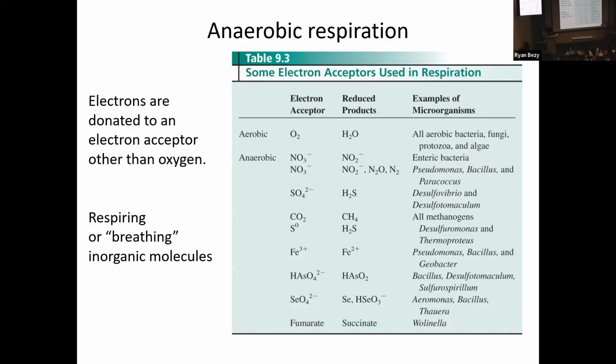Some common examples: certain species might use NO3-, nitrate, as a terminal electron acceptor. Some other species might use selenium, carbon dioxide, iron, or fumarate. So these are some examples of molecules used as terminal electron acceptors. But as long as it's something other than oxygen, we consider it a type of anaerobic respiration. Questions about that?